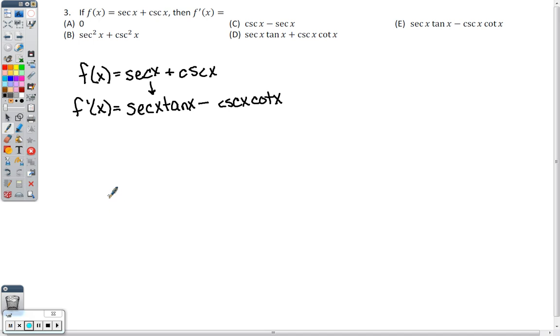Okay? So this is mostly a memorization thing, and you have to have these derivatives memorized. So we can see that that one is E. Okay? So nothing to this one, just some memorization. So hopefully you have these memorized by now.